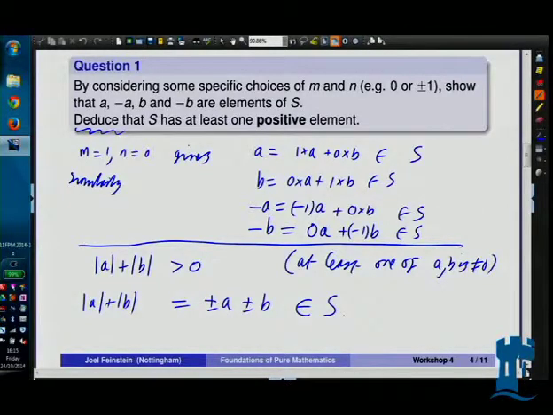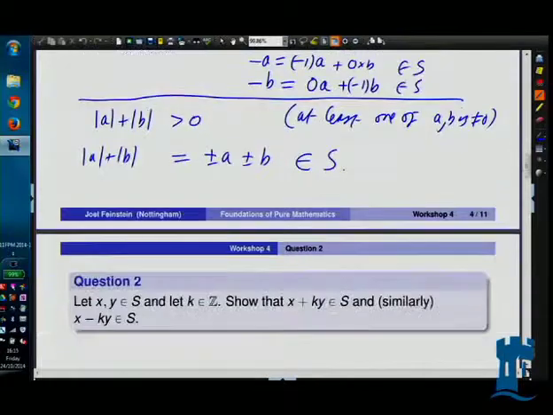But the alternative is you say at least one of A and B is not 0. If A is not 0, then at least one of A and minus A is positive. If B is not 0, then at least one of B and minus B is positive. So at least one of these 4 numbers is positive, strictly positive, and it's in S. Any questions about question 1? Okay, let's move on to question 2.